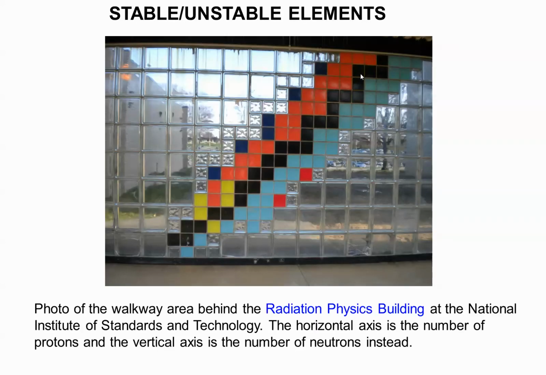Again, pretty much the same figure, the same table, but in the form of tiles. Here we see hydrogen, deuterium, helium, and so on and so forth. It's almost like a nuclear physics type of architecture. This is a wall at NIST, close to the radiation physics building.